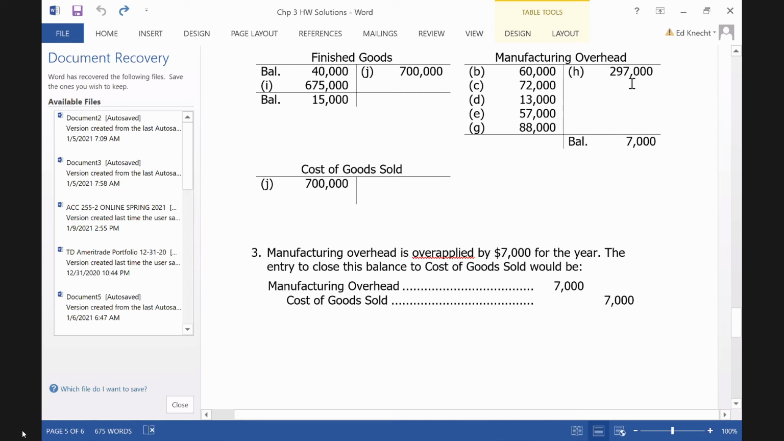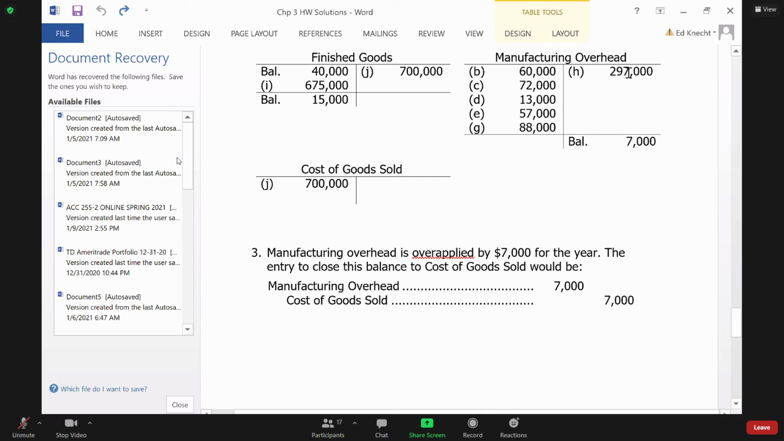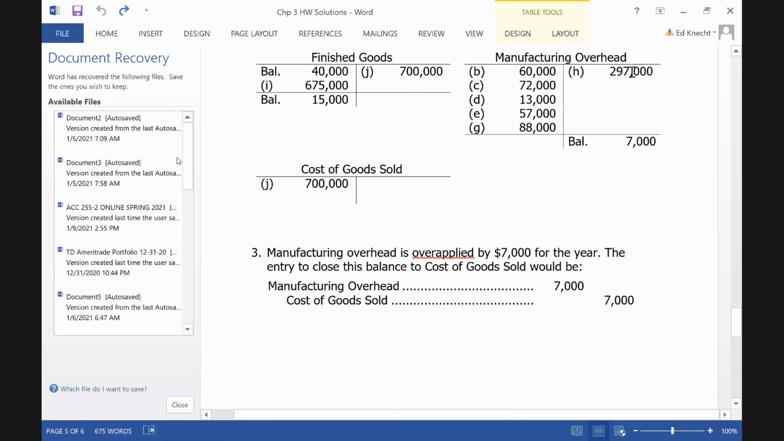It makes sense. If we over applied the overhead, that means we put into production 7,000 more of overhead than actual overhead. When you add this up, you only have 290,000 of actual overhead. We applied 297. So that means our credit side's larger. We over applied it. The applied side's greater than actual. We over applied it. That's how I remember it. If this was 300,000, if this added, then we would have under applied it by 3,000.